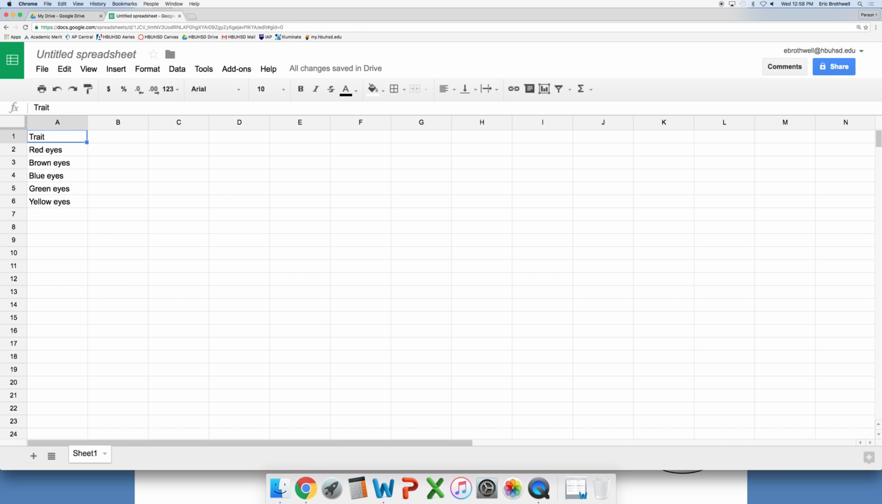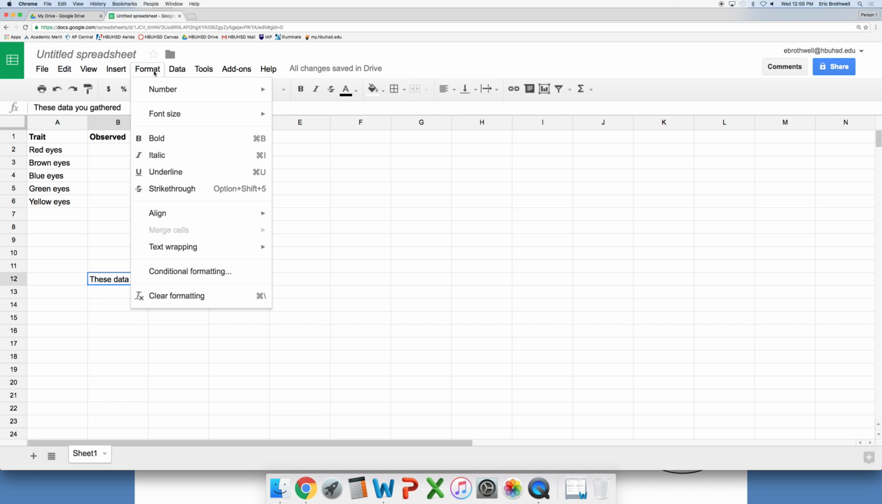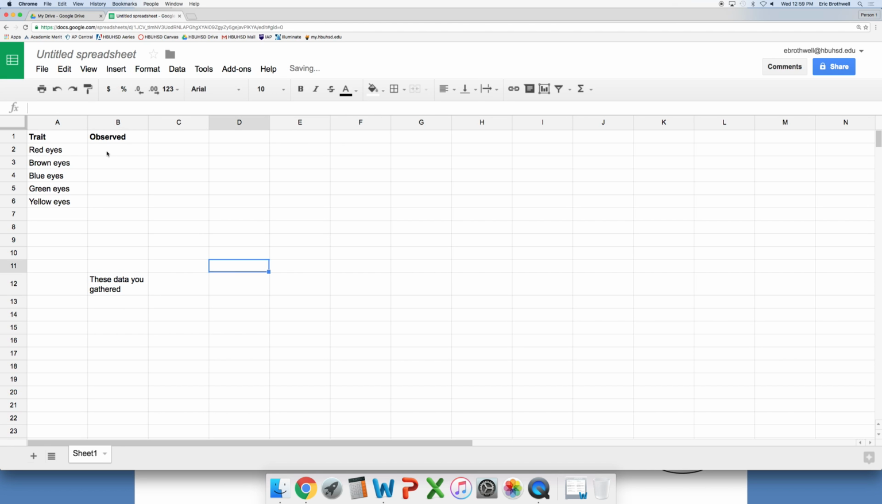The next column will turn out to be what you observe, so what data you gathered. So this column here, like I said, is the data you gathered, because that's the point of all that stuff. I want to format, wrap the text. And I observed 14 of them, 15 of them, 17 of them, 60 of them, and 19 of them, or 18 of them.